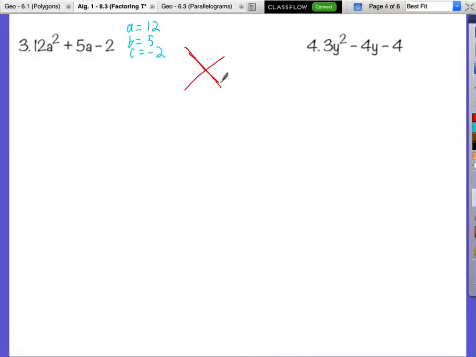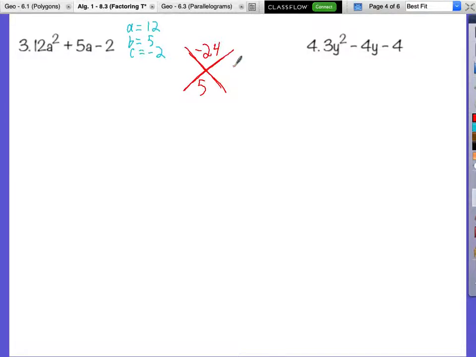We can call it the X method is what this is often called. For factoring trinomials, it's called the X method because we make an X. Now how do we know what number to put on the top? A times C. So what's 12 times negative 2? Negative 24. And what number goes in the bottom? 5, whatever our B is.